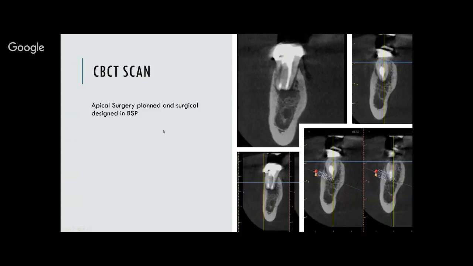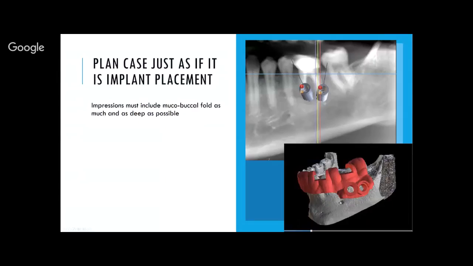This is how the two implants look by the time you're done planning them on Blue Sky Plan. Again, your impression must include the mucobuccal fold as high and as much and as deep as possible. This is the guide created in Blue Sky Plan, and I did that case using metal sleeves and direct cut drills, I believe these were the Quattro direct cut drills.